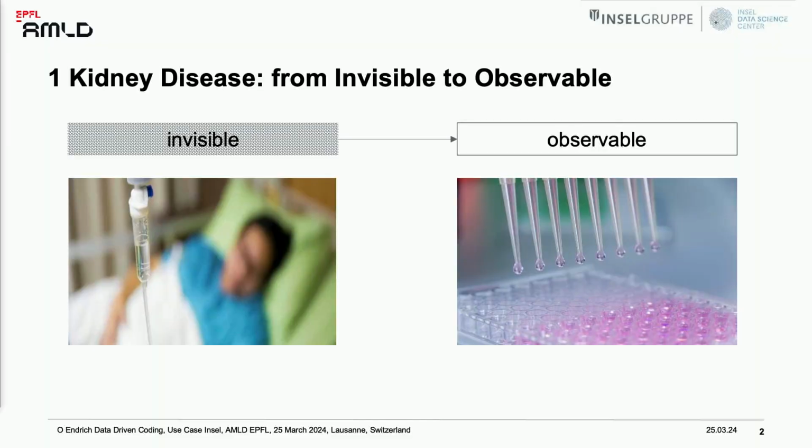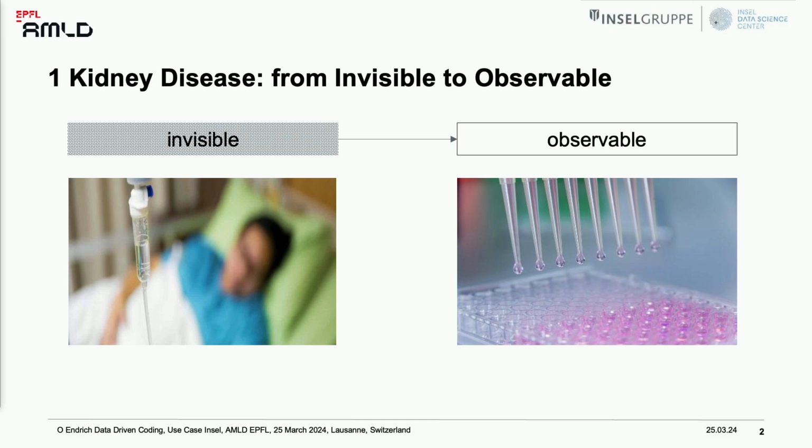So let's start with fundamentals. If you want to code a diagnosis, you need a diagnosis. So it has to be written in a health record. And I chose one diagnosis, a kidney disease. So how does this diagnosis get documented?